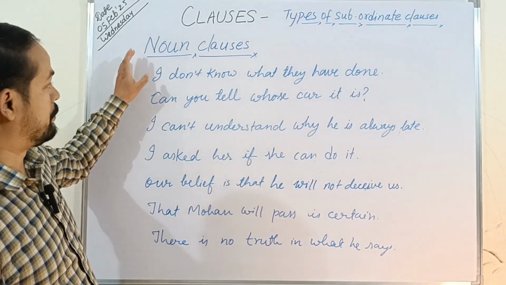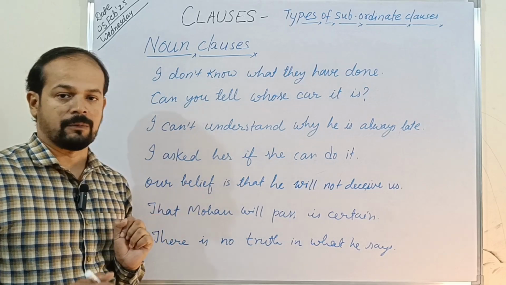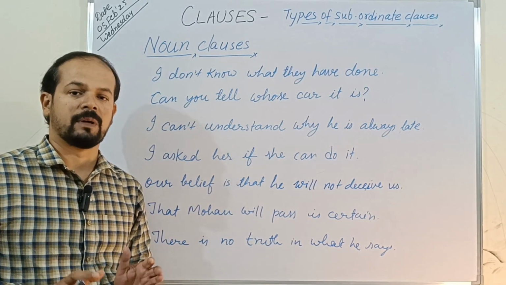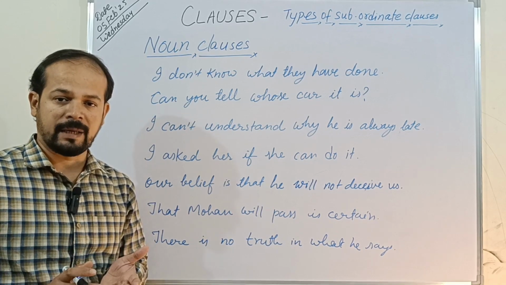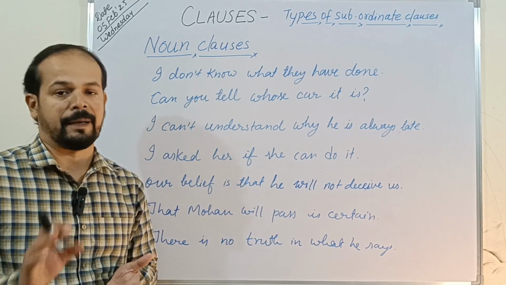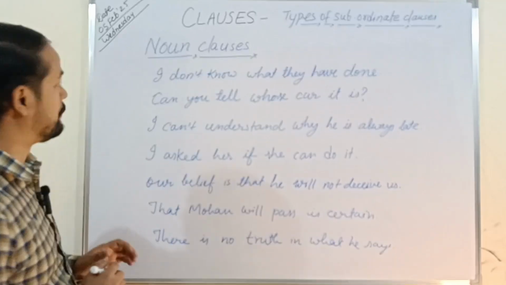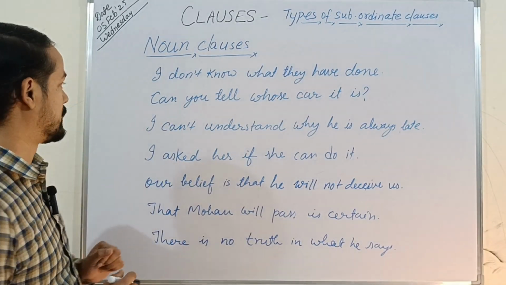Here I show you examples of noun clauses. We have to understand the basic function of a noun. What is a noun? We know a noun is the name of a person, place or thing, right? So in short we can say a noun is just a name. Let us read these examples carefully, then we will understand how noun clauses are used.